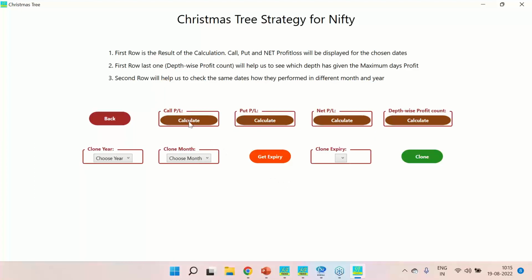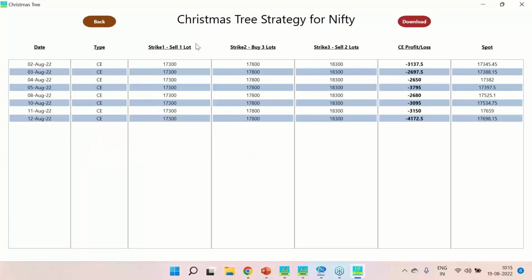Here we can see the call option profit loss, with the depth value we chose, 500. So we can see the first strike 17,300, selling one lot in that first trade. Second trade, the depth of 500 is added for the call option, so strike 17,800, buying three lots. Next, strike 3, 18,300, selling two lots. So what he is telling is that the Christmas tree option strategy has 6 trades. This is an advanced edition of your butterfly strategy.